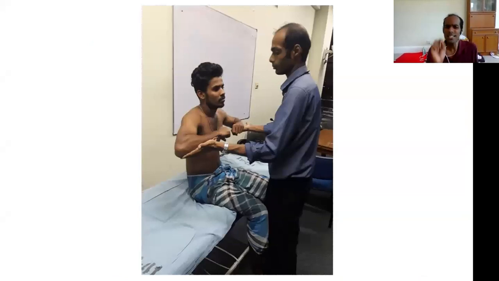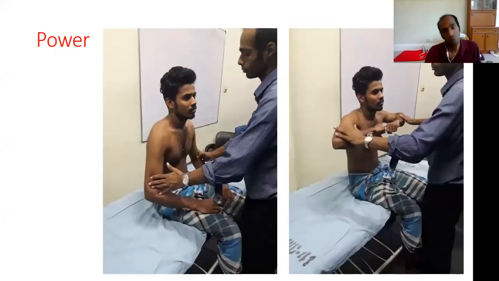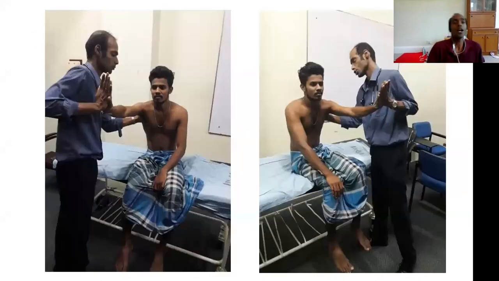Relatively, I would say adduction is not very important because it doesn't have a very good localizing value, but abduction is very, very important. Now, this movement is also very important. Why is it important? We are looking at the long thoracic nerve and the serratus anterior. And if it is weak, you are going to get winging of the scapula. When you push the scapula, winging of the scapula.